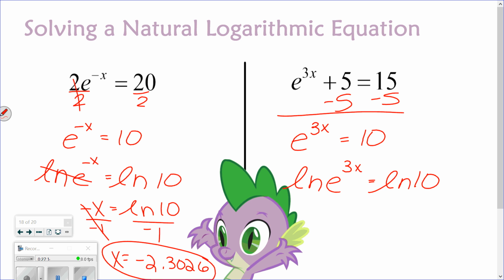If I do it to one side, I have to do it to the other. What do you know about natural log of e? It's going to cancel out. So 3x equals natural log of 10. And to get it. Good. That is perfect. 0.7675.